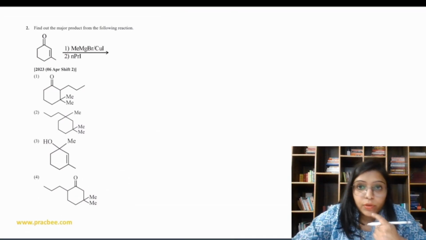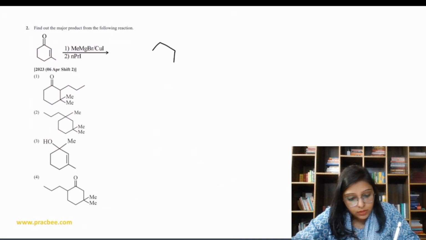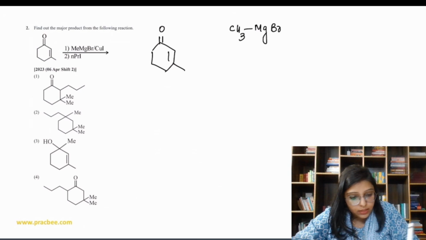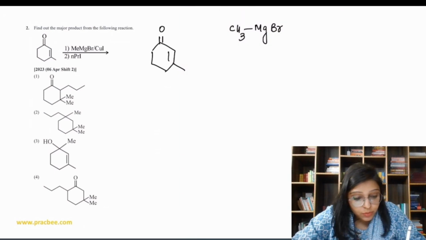Find out the major product from the following reaction. So we have this double bond, an alkene, and a carbonyl, and we have CH3MgBr, MeMgBr. If we only have CH3MgBr, what happens?